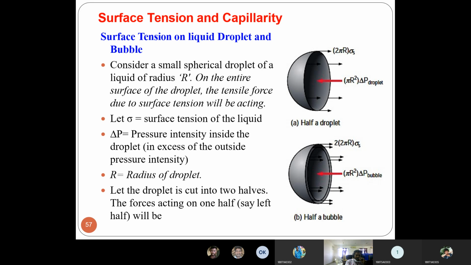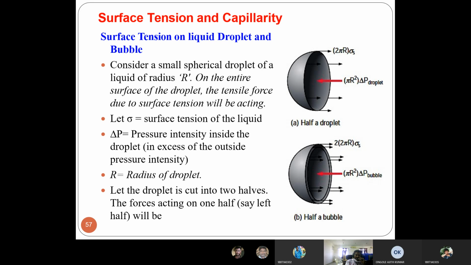And go for the other case, the bubble. Sorry, this was the droplet; now the bubble. A bubble is a hollow one. Inside air is there and outside water is there. But the liquid droplet is the entire liquid mass. There is no hollow structure for it. But for the bubble, there is a hollow structure. That is why we are mentioning two circumferences. This is the thickness of the hollow structure. For this we are showing two arrow marks, whereas for a droplet only one arrow mark.